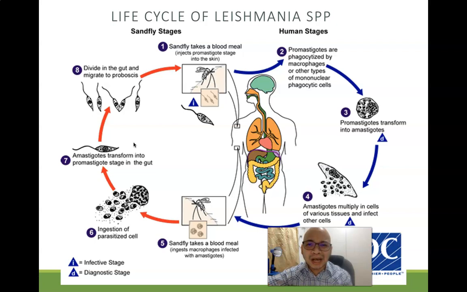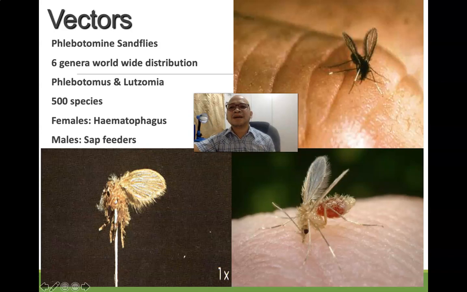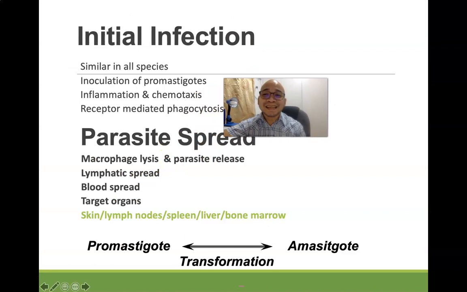Okay, so these are the appearance of the vectors. You can see that we call them the phlebotomine flies. The females are called hematophagous, which means that the females are the ones that are infectious because they are the ones that suck blood from humans. While males are not really considered vectors because males are sap feeders, meaning they live only on plant sap and dew. Okay, so the initial infection is similar in all species.